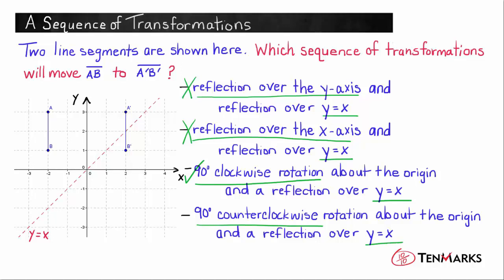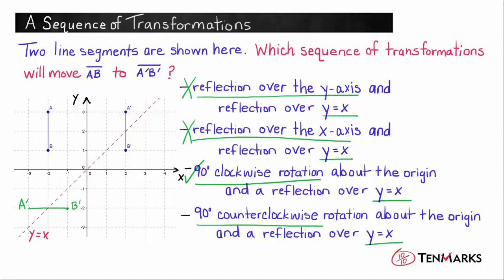So before the 90-degree counterclockwise rotation, point B was at (-2, 1), and now it'll be at (-1, -2). Point A was at (-2, 3), and now will be at (-3, -2). So the segment after the first transformation is going to land here.